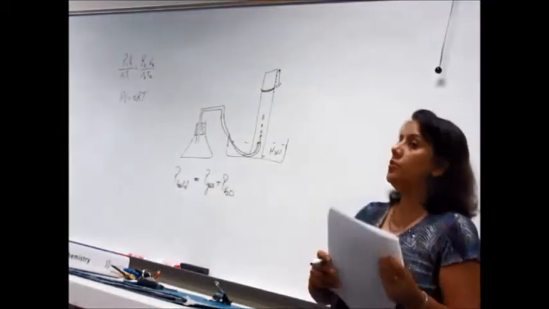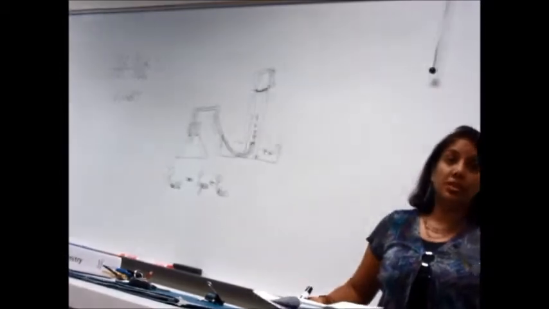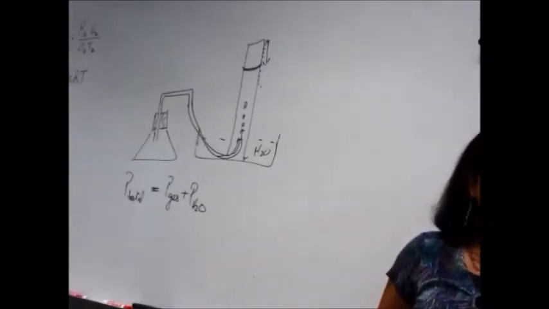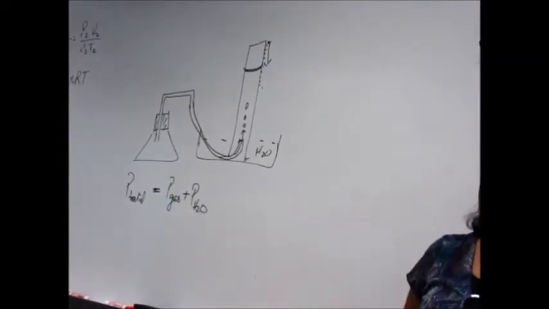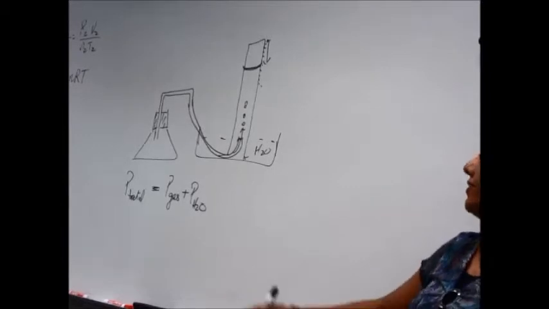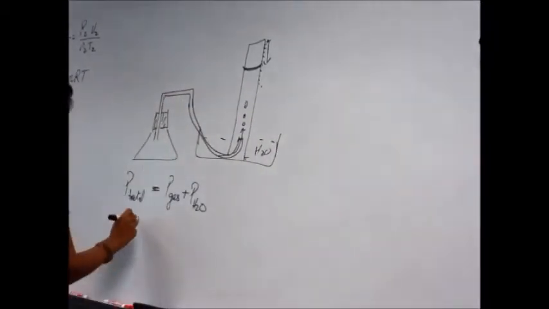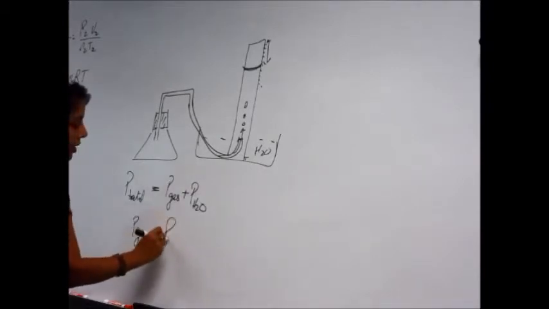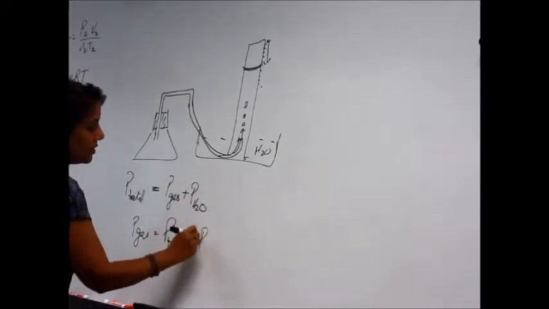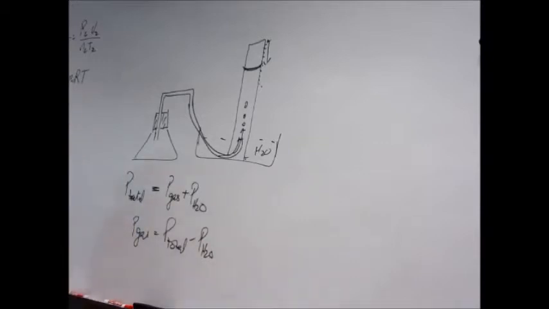So you have to account for that, which means that what you do is you measure the temperature in the lab at the time of the experiment. You find the vapor pressure of water at that temperature, and then you subtract the two to find the pressure of gas. So P gas is equal to P total minus P H2O. That's how you find the pressure of gas. It will be a very minuscule change, but it is a change.